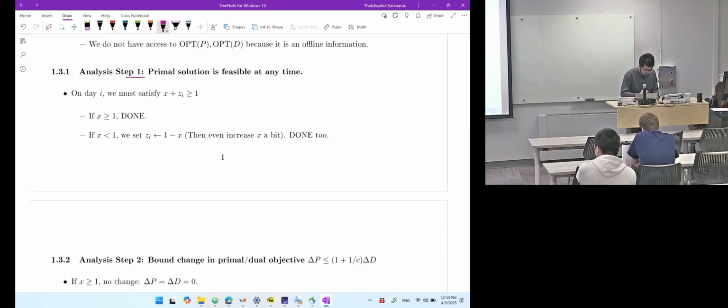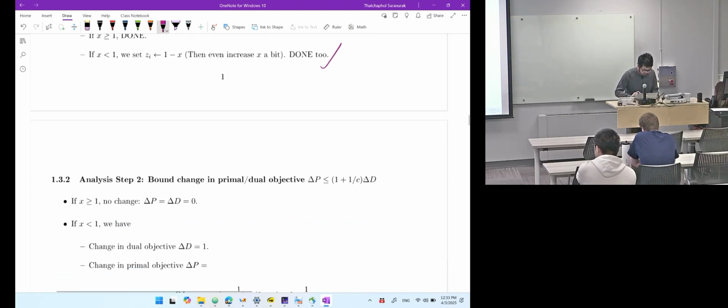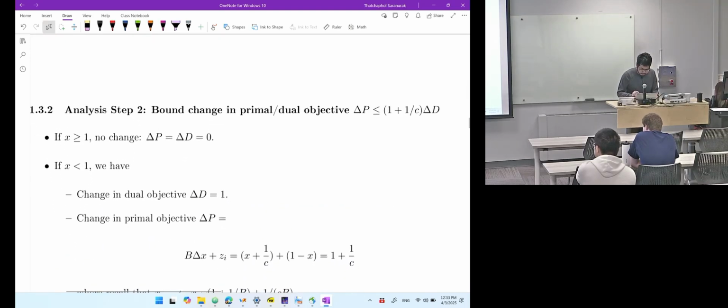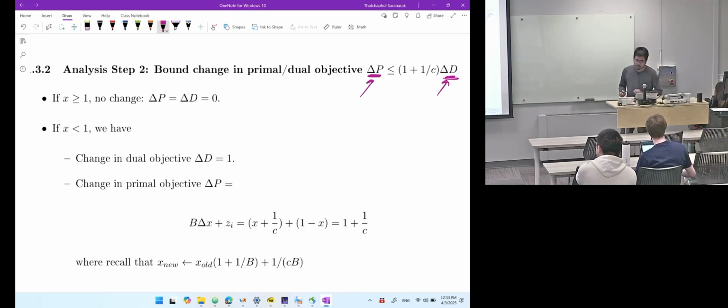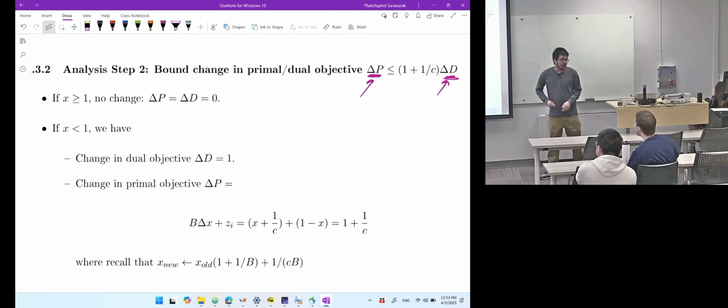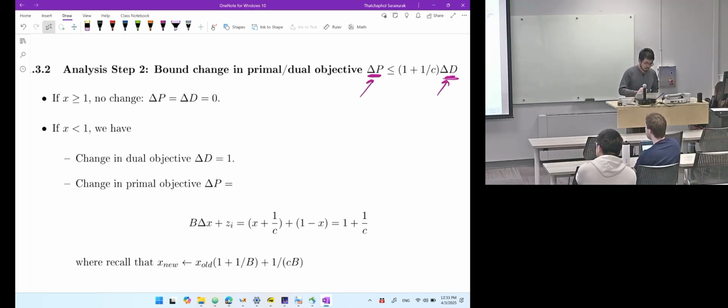So the first step is trivial. I skip. The second step is this: that the change in the cost of primal is at most the change in the cost of dual. So there are two cases. If x is at least 1, then we do nothing. We already basically bought the ski and nothing changed. So the change in the cost is just 0.